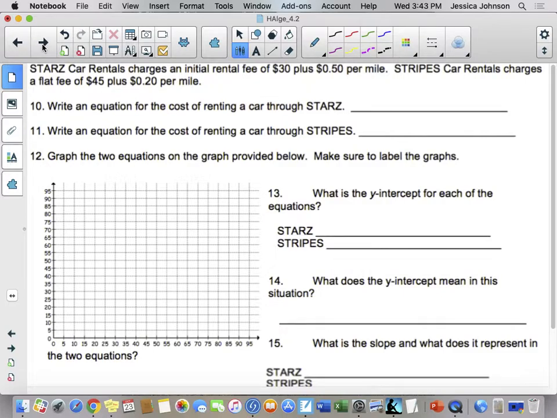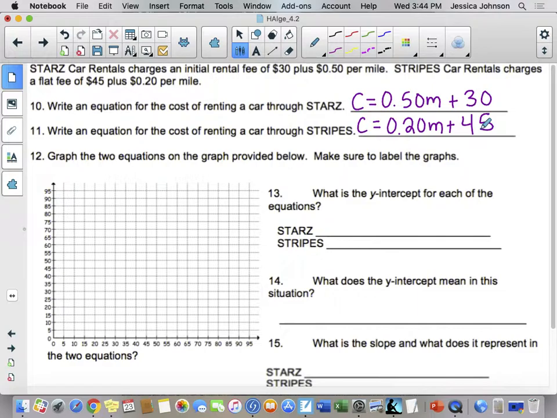So number 10 says write an equation for the cost of renting a car through STARS. So STARS slope or rate was 50 cents per mile, and their initial fee was 30. What would my equation be for Stripes? My equation would be 0.20m plus 45. 20 cents per mile and then a 45 initial cost.